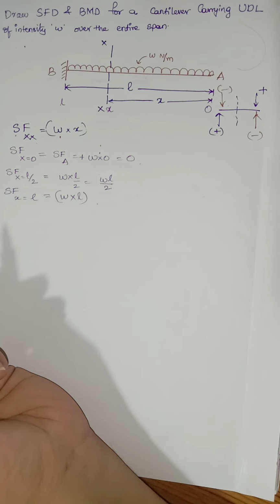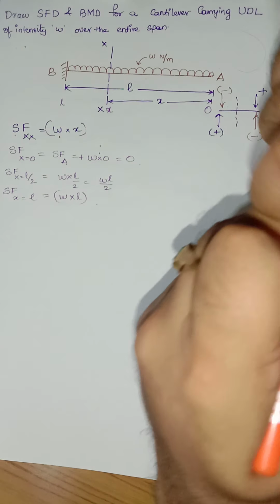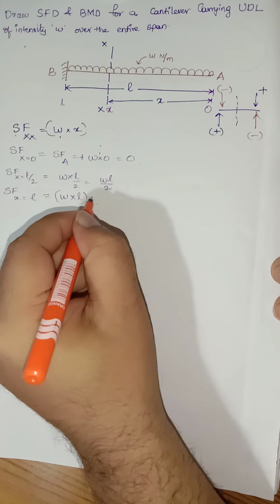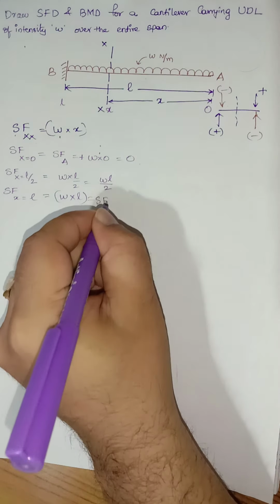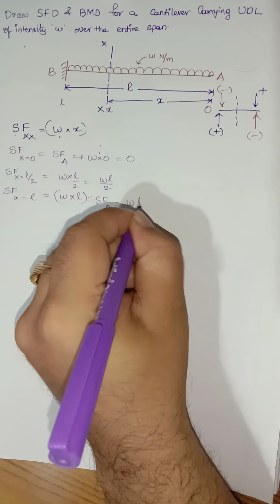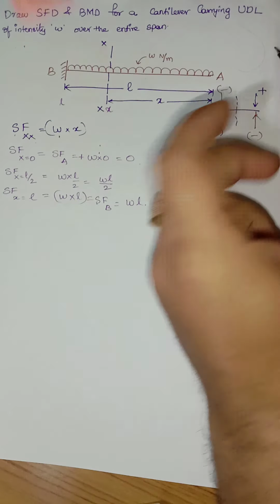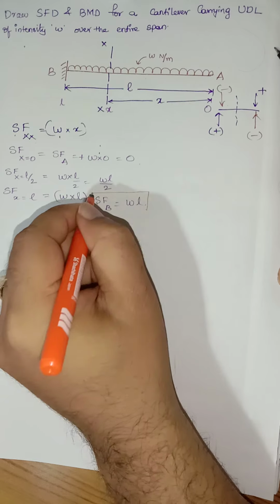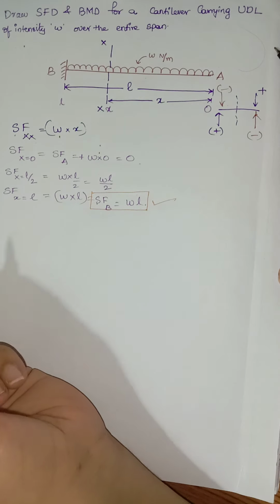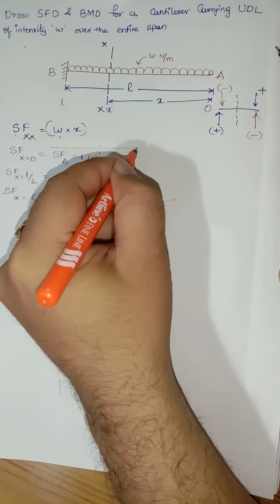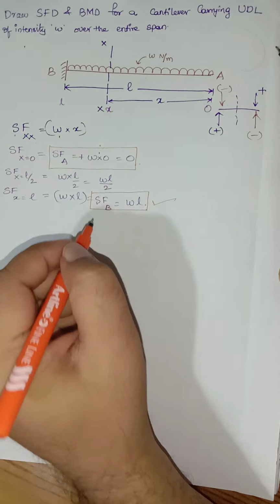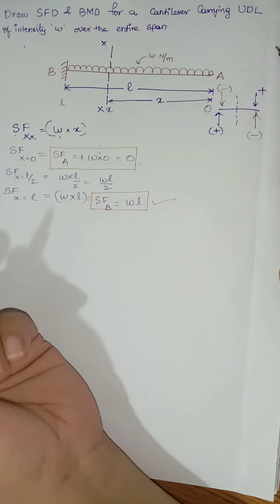So we got it, right? Shear force at X is equal to L, so I can call this one shear force at point B. Shear force at point B is equal to W multiplied by L. So we got two different values here: shear force at point B, which is equal to W multiplied by L, and shear force at point A, which is equal to 0.